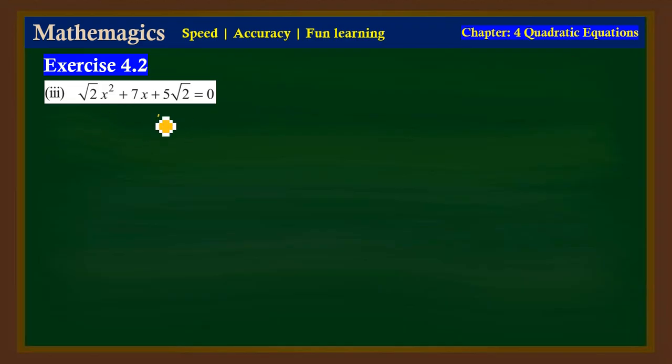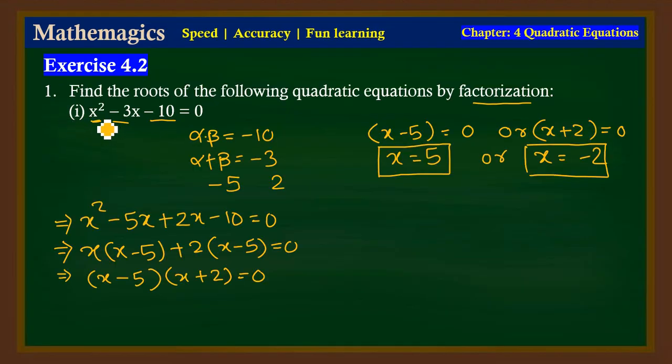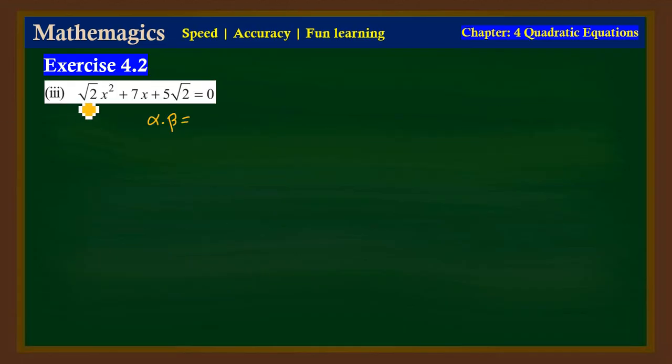According to the rule, alpha into beta is equal to, dear friends, in the earlier question x square had no coefficient, but here in this case x square has a coefficient. So alpha into beta becomes this coefficient of x square, that is root 2, multiplied by the third term, the constant term, that is 5 root 2. So here root 2 into root 2 becomes 2, and 2 fives are 10. It means we got alpha into beta is equal to 10, and now we are taking alpha plus beta, that is the middle term, that is 7.